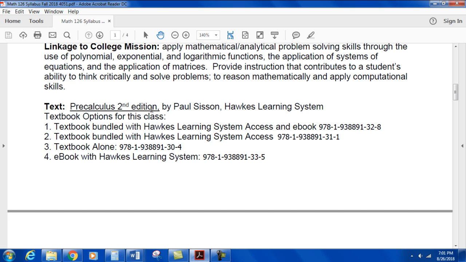Precalculus, 2nd edition, is a textbook by Paul Sison of Hawkes Learning System. Textbook options: you can get just the textbook bundled with the access, textbook bundled with an ebook, textbook alone, or ebook alone. I think what typically people do is they get the access, and there's a book to use there. So we no longer do the software that you have to download. It's all web-based, which is kind of nice.